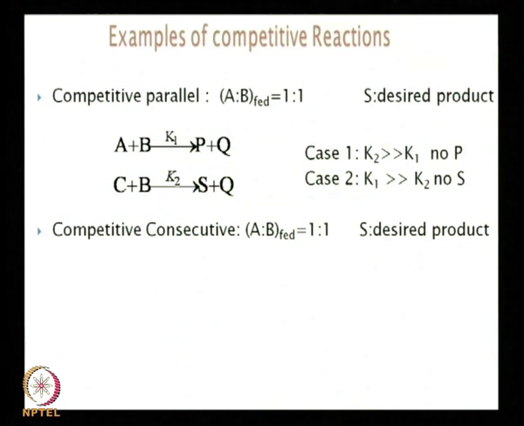Now what is interesting about this? If you look at case 1 and case 2, A and B are fed in equimolar quantities, as I've written there clearly. Think about this, let's talk of case 2 first, which is easier, which is K1 is much greater than K2. The first reaction is much faster than the second reaction. So what will happen? Because A and B are fed uniformly in the ratio of 1:1, what will happen?